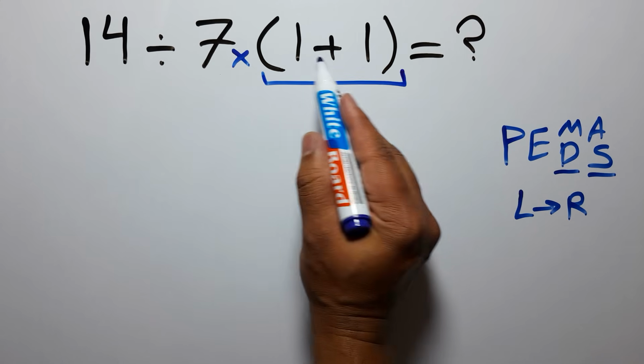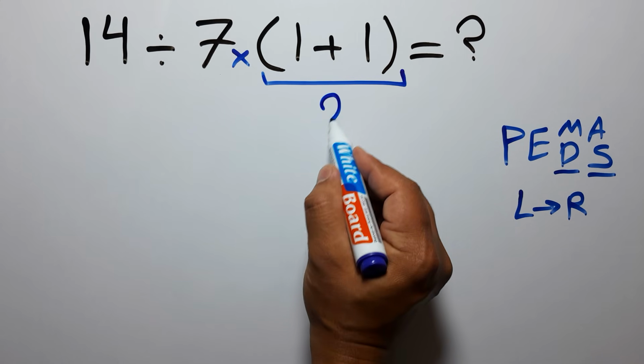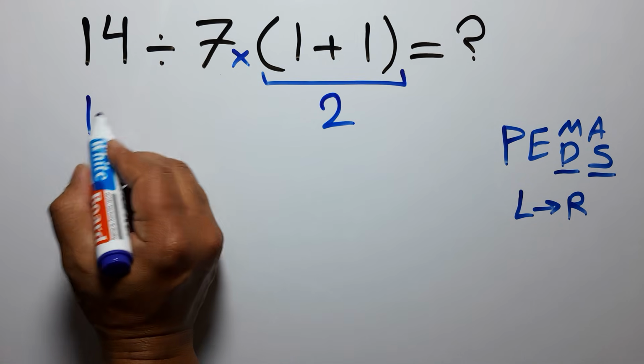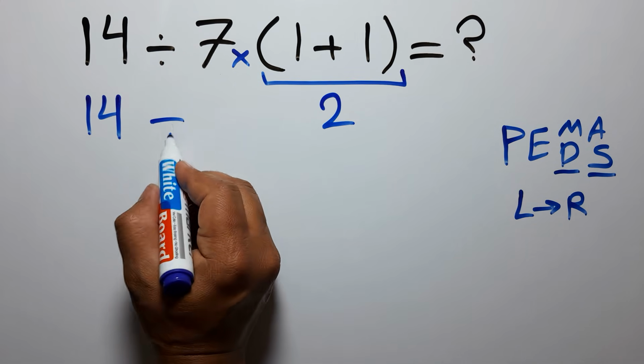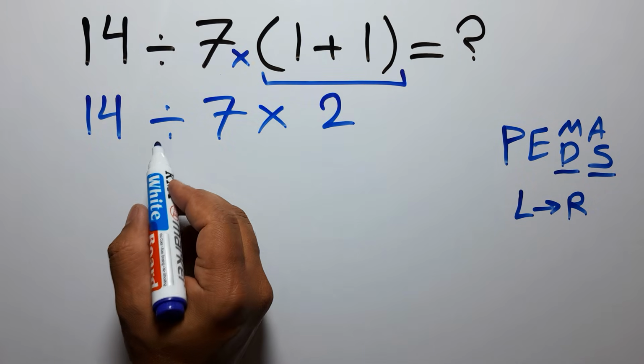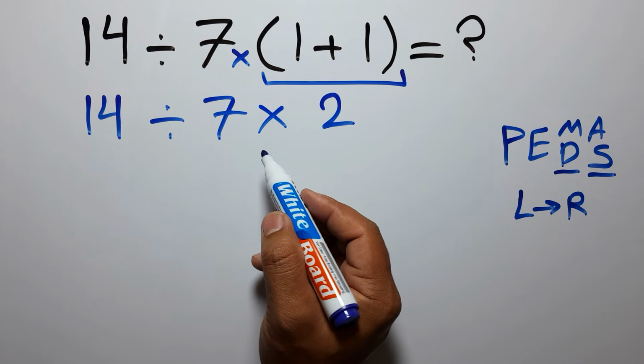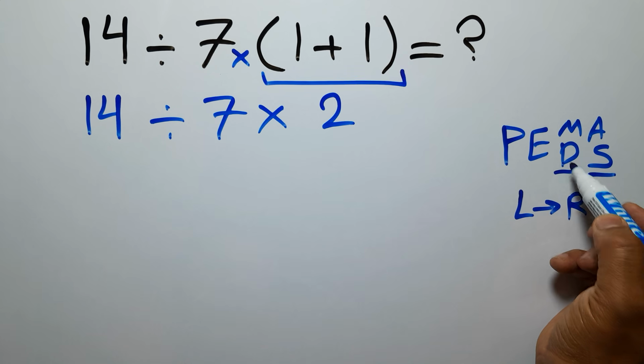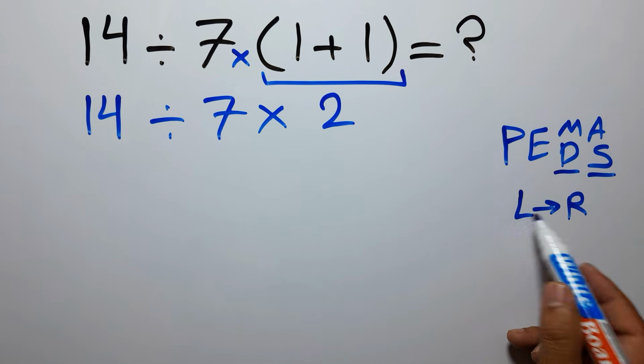Inside this parentheses we have 1 plus 1, which equals 2. So 14 divided by 7, then times 2. Now we have one division and one multiplication. As I said, multiplication and division have equal priority and we have to work from left to right.